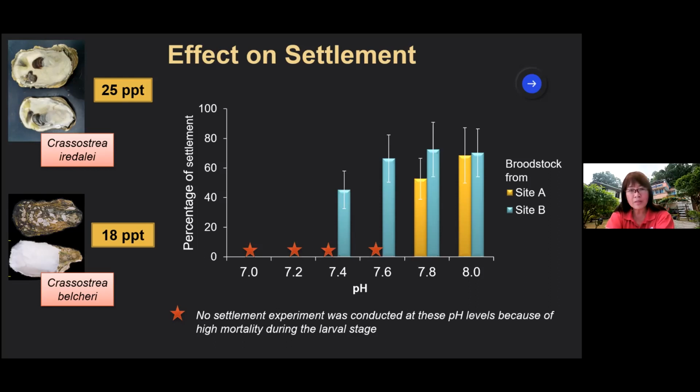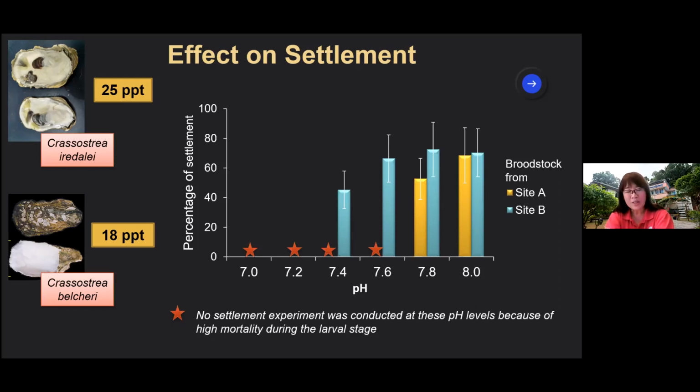In this experiment, the pediveliger larvae were exposed to different salinity upon settlement, depending on species. For Crassostrea iredalei, the optimum salinity for settlement is 25. For Crassostrea belcheri, the optimum settlement salinity is 18. So during this experiment, we exposed the different species to their optimum salinity for settlement.